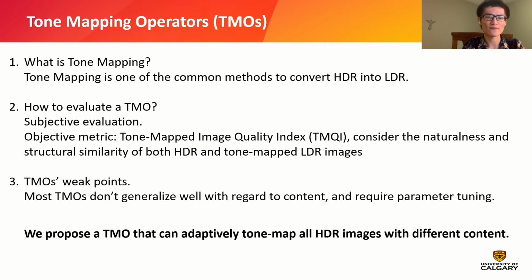TMQI represents a form of indexing that considers the naturalness and structural similarity of both HDR and time-mapped LDR images, and it has shown good correlations with subjective evaluation. Also, TOMs have several weak points, such that they don't generalize well with regard to image contents and require parameter tuning. So we propose a TOM that can adaptively time map all HDR images with different contents.